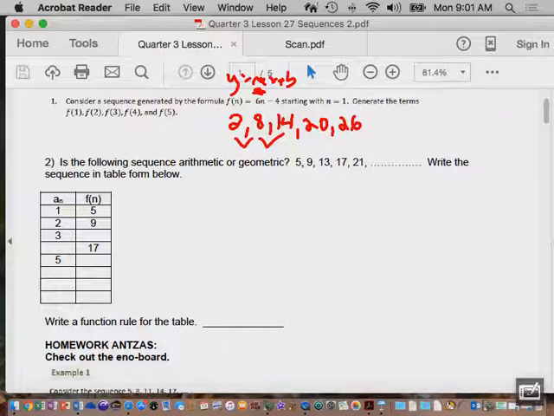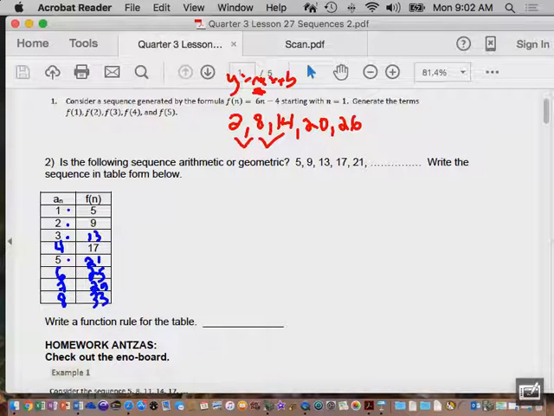All right, next one up. A sub n and f of n. A sub n means the first term, the second term, the third term, and in this case, the fourth term, fifth term, sixth, seventh, and eighth. Now, let's look for the pattern, and they want to know if it's arithmetic or geometric. First off, it's 5, 9, 13, 17, 21. Is this arithmetic or geometric? Good, and I'm going up by 4. So this is 25, 29, 33.